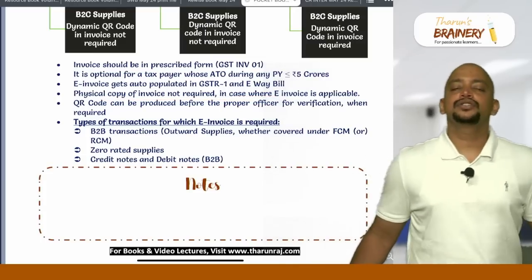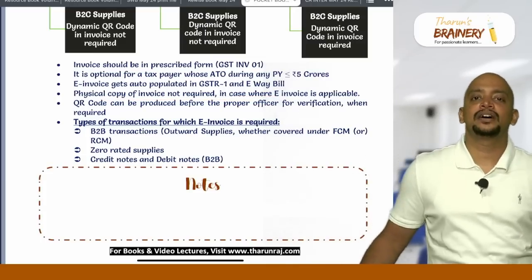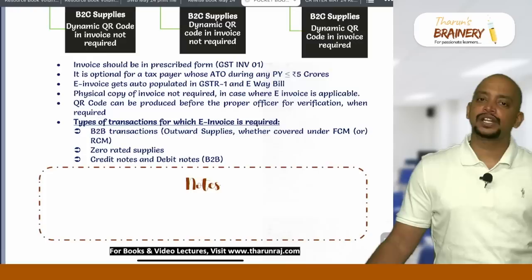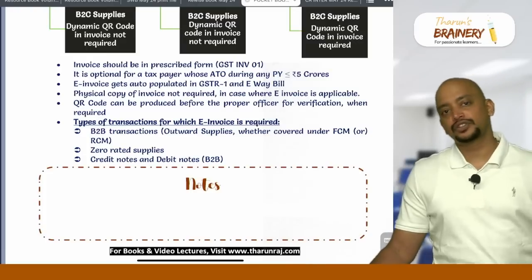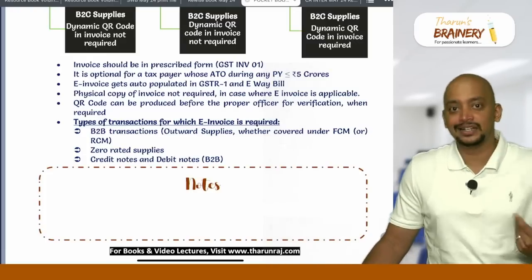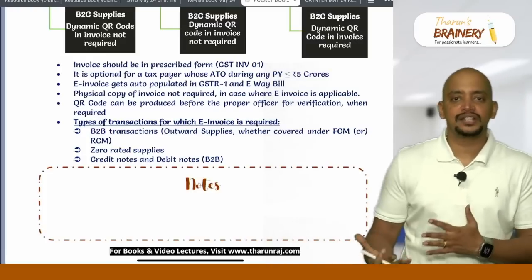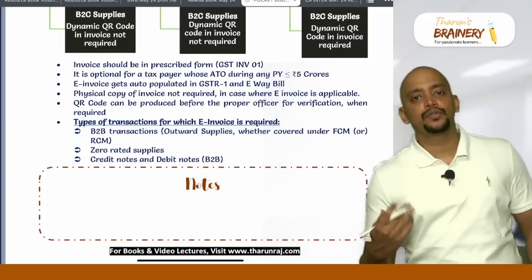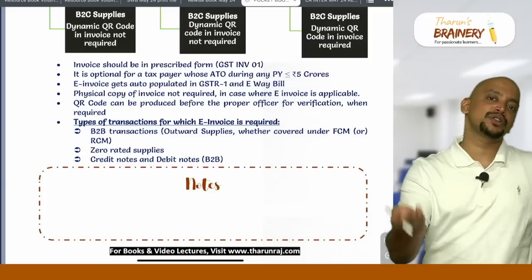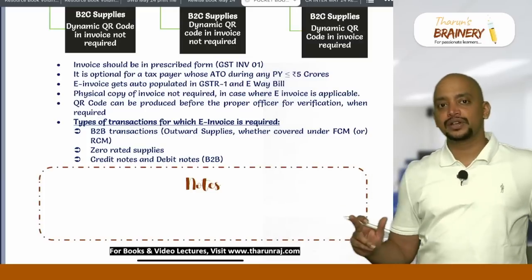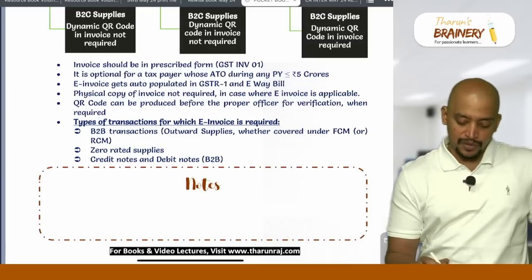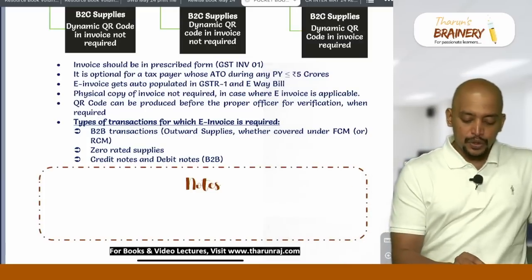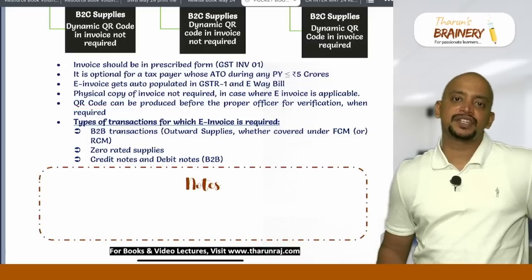physical copy of the invoice is not required in cases where E-invoice is applicable. So generally invoices need to be prepared in triplicate in case of goods, original for buyer and duplicate for transporter and triplicate for assessee, that is supplier. Whereas whenever the E-invoice is made, it is not required. Same way, a service provider is required to give invoice in duplicate, that is original for the recipient, duplicate for the supplier. But when E-invoice is applicable, the physical copy of the invoice is not required, and QR code can be produced before the proper officer for verification.